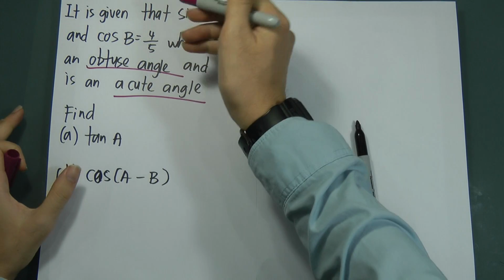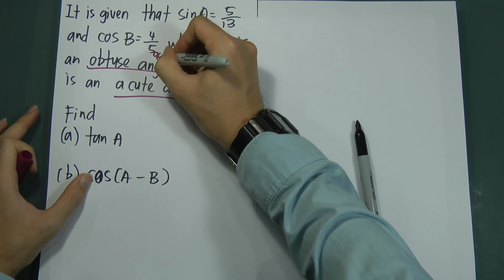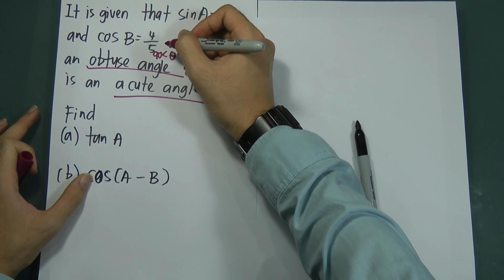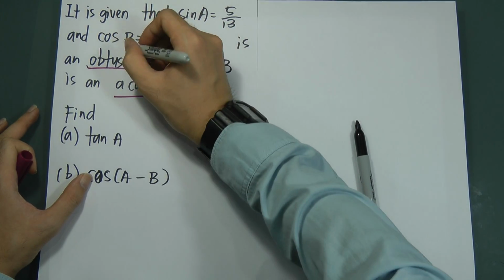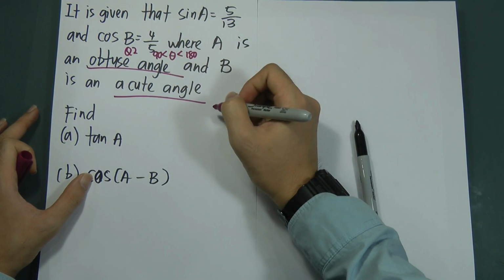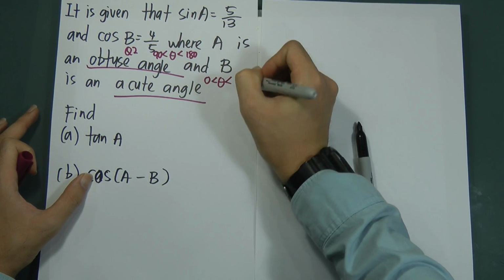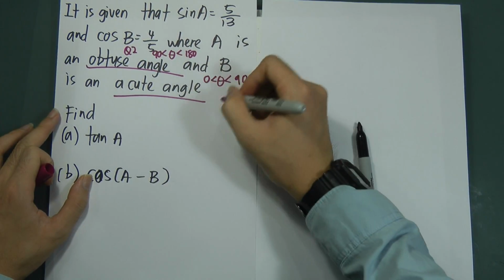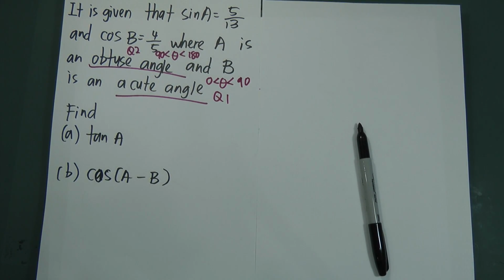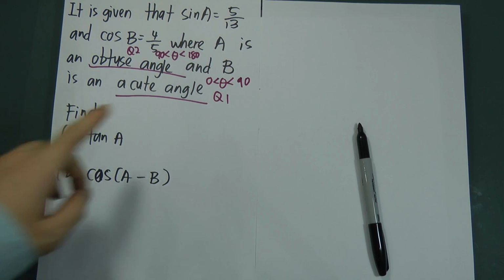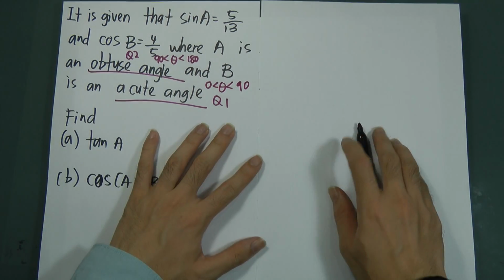Obtuse angle means the angle will be between 90 and 180. This one is in the second quadrant, Q2. Acute angle is the angle between 0 and 90, so this one is in the first quadrant. Okay, so I'm going to draw two triangles. One is in the first quadrant, another triangle is in the second quadrant. So you will see how I draw.